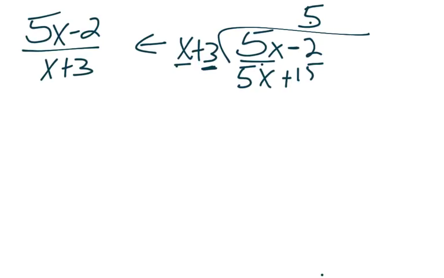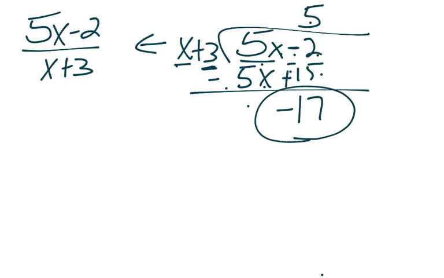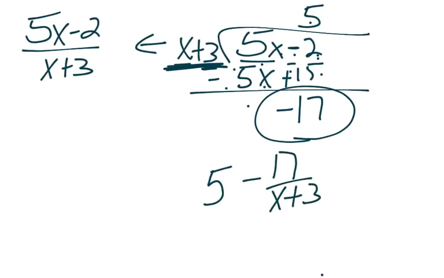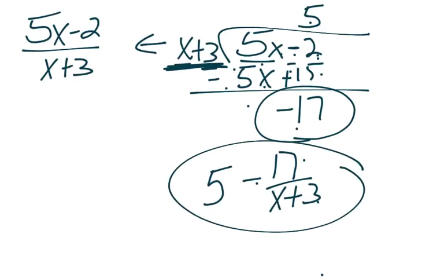So once we subtract both of these, like you would in any long division, 5x minus 5x is 0. Negative 2 minus 15 is negative 17. That's our remainder when we're dividing these two. So our remainder goes over this polynomial. So we have 5 minus 17 over x plus 3, because that negative 17 over x plus 3 is our remainder when we divide these two. And that, of course, is D. Either way will get you there, but use whichever method works best for you.